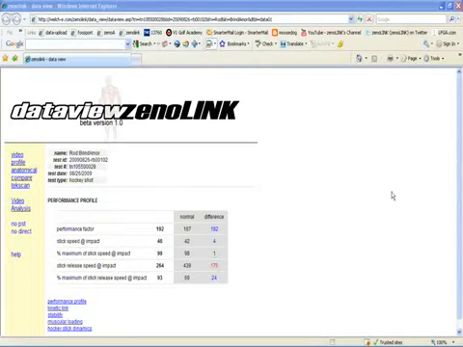This is a Zenolink data view analysis for Rod Brindamour. This is for a hockey slap shot. Data was collected on August 26, 2009. We'll begin in the performance profile.